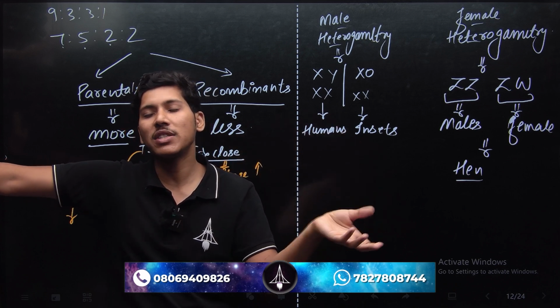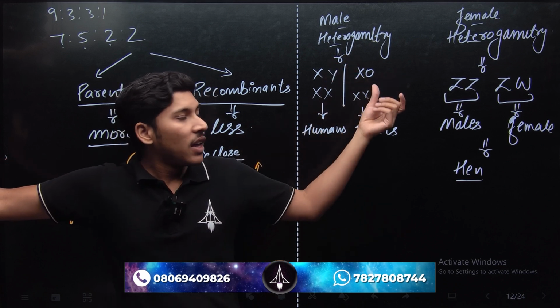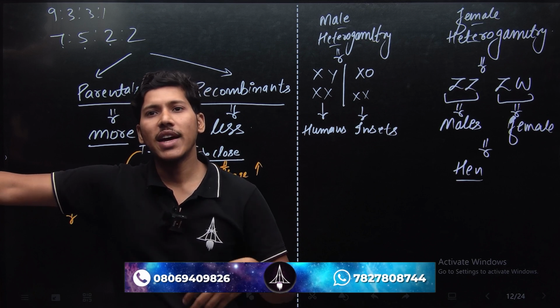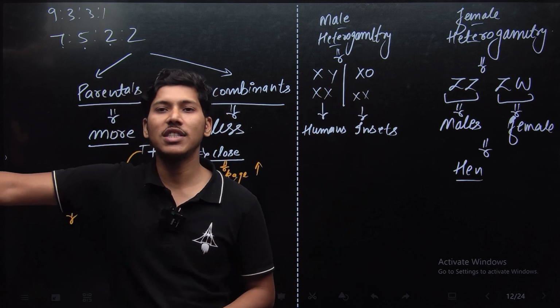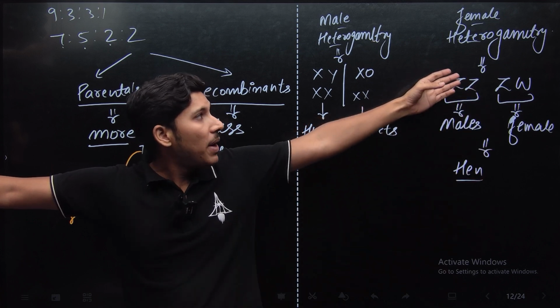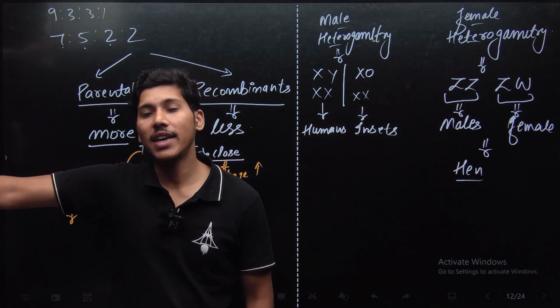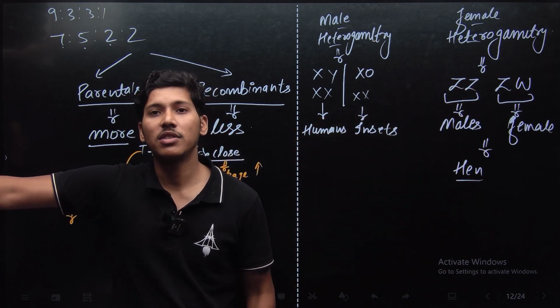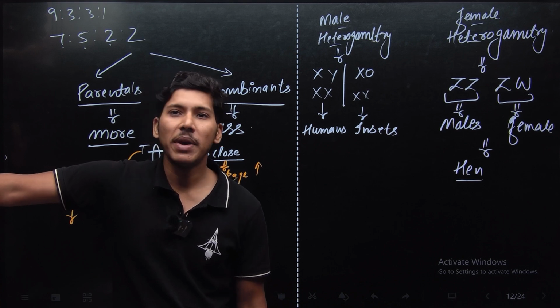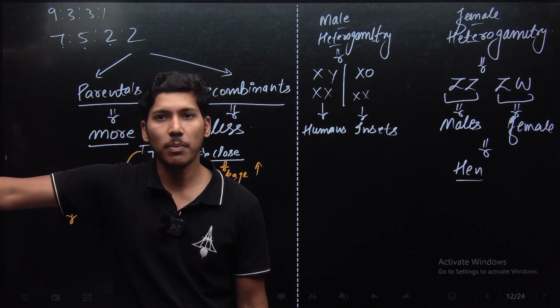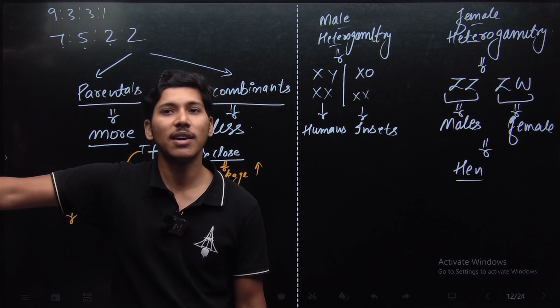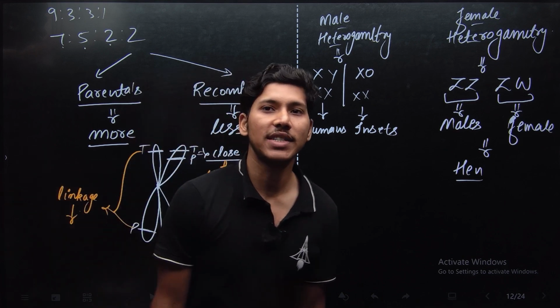Females are homogametes, males are heterogametes. Like there are insects which show XX and XO inheritance. Those are also examples of male heterogamety. But there are cases like in chickens, in some birds, they show female heterogamety in which females have two different chromosomes, not males. So females have ZW chromosomes and males have ZZ chromosomes.